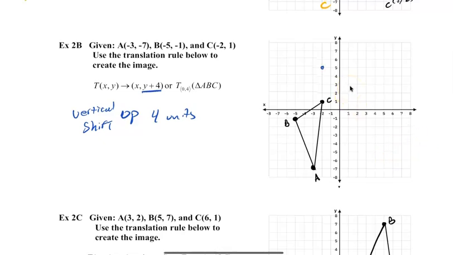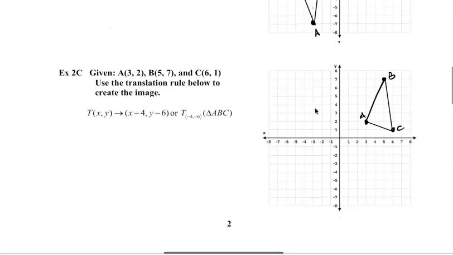So from 1 to 5, that's my new C. C prime. From 1, 2, 3, 4, so right there. That's my new B. And then my A is gonna go 1, 2, 3, 4. There's my new A. And there we go. Same picture, just slid up 4 units.